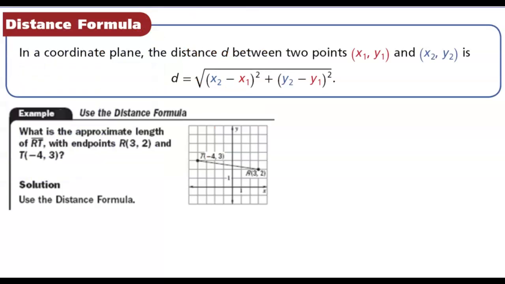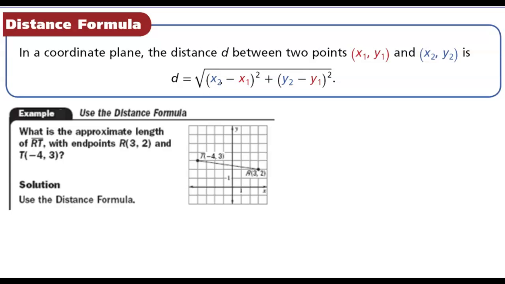So the distance formula says that in a coordinate plane, the distance between 2 points is: you take x and y, and you take x and y, and you plug them into this formula. Distance is always subtraction: x2 minus x1 squared plus y2 minus y1 squared. The distance formula is just an extension of the Pythagorean theorem.